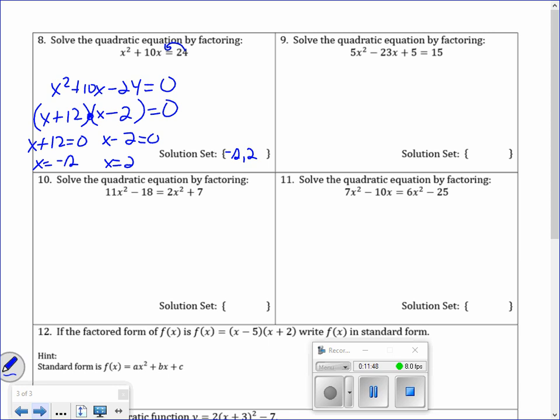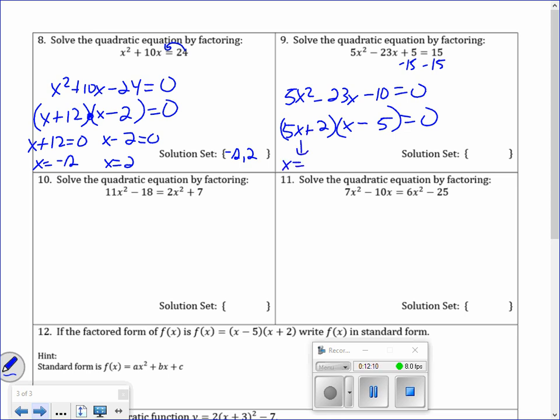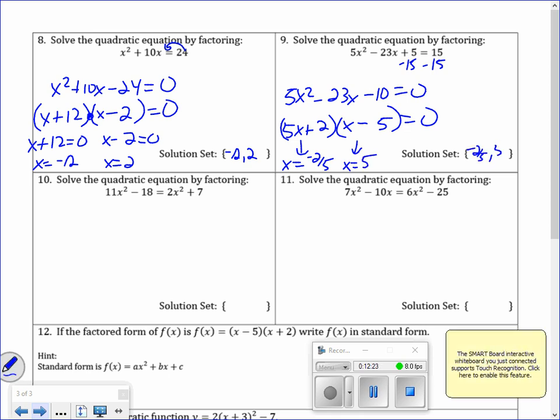All right, last one over here, take away 15. I'm going to get it in standard form, 5x squared minus 23x minus 10. All righty. So I factor into 5x and x, 5 and 2. Put my 5 here, my 2 there. That's 25 and 2. So my 25 is negative, 2 is positive. So this produces an answer. It's equal to 0 at negative 2/5. This one produces an answer of 5. So negative 2/5 and 5.